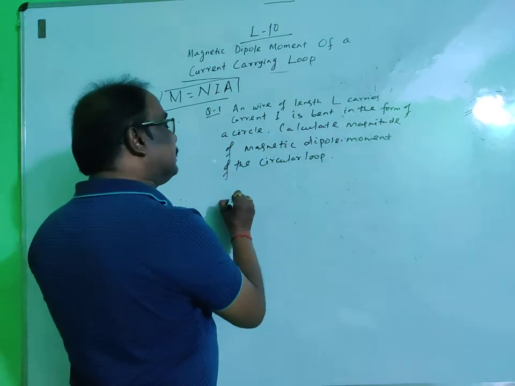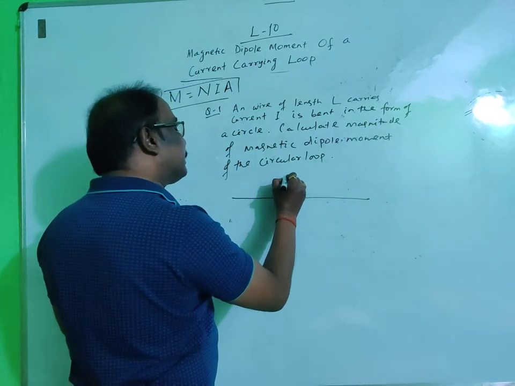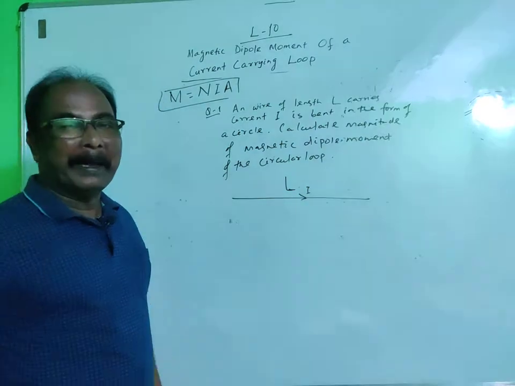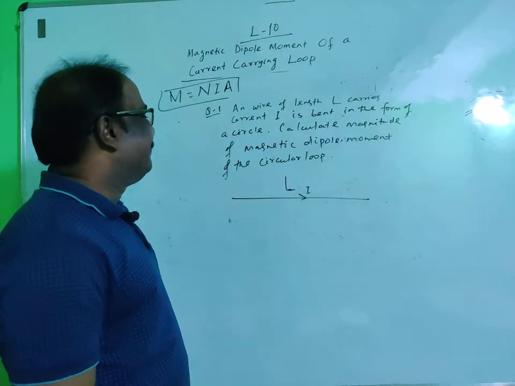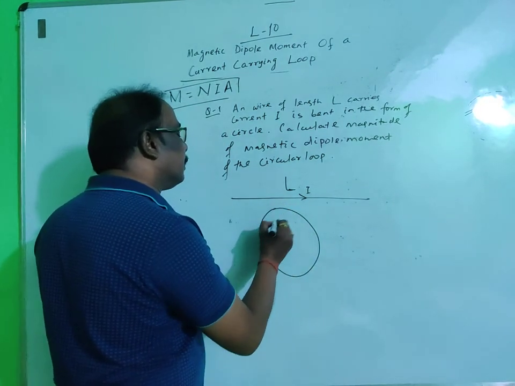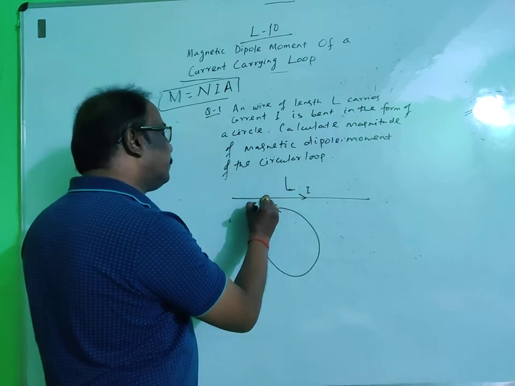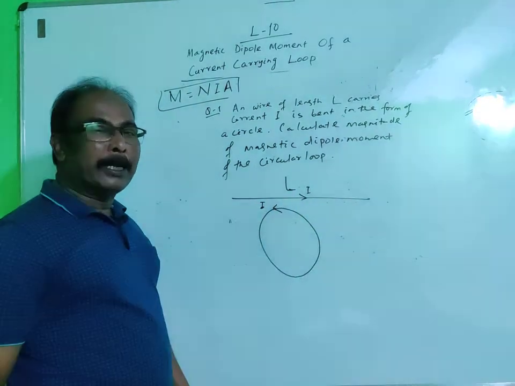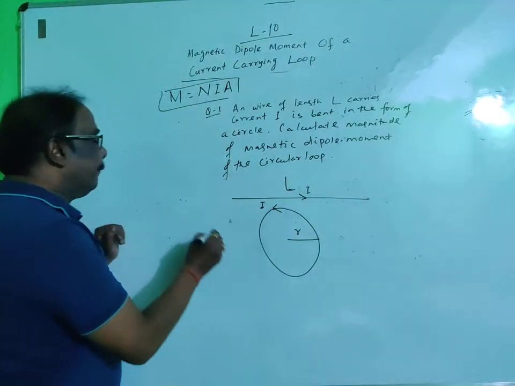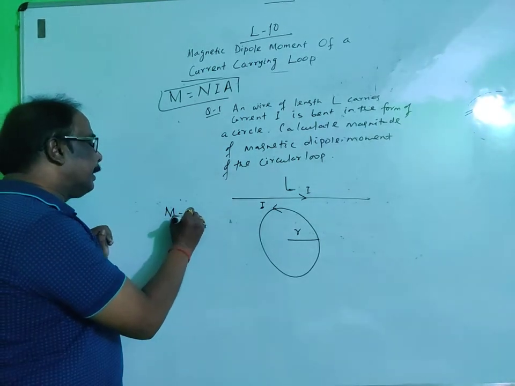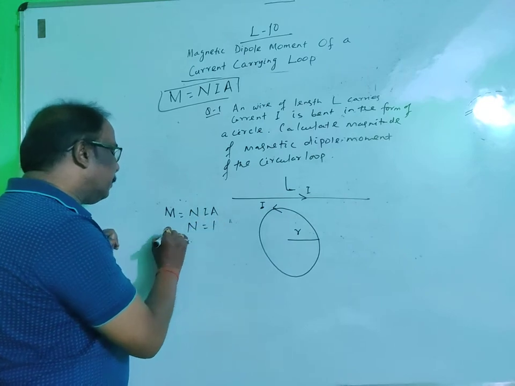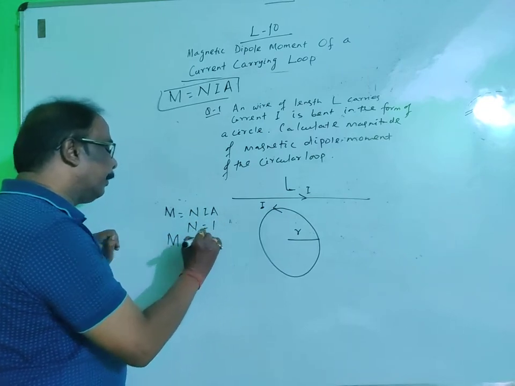Okay. See, let's consider its length is L and it carries a current, let it be I. It is bent in the form of a circle. Let this be the direction of flow of current in the circular coil. Let's assume like this. This is the direction of current and this is the radius of the circle. Then what is the magnitude of magnetic dipole moment? NIA. Here the number of turns n is 1. Then magnetic dipole moment is I into A.